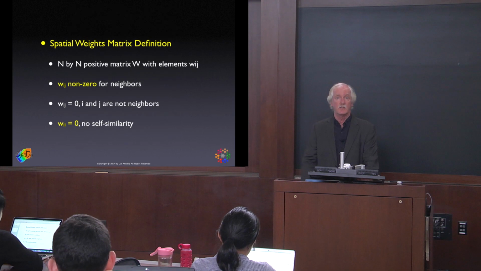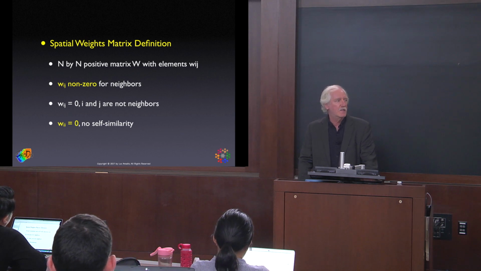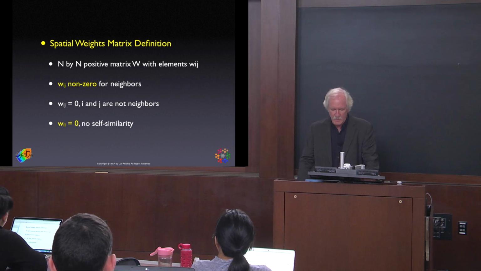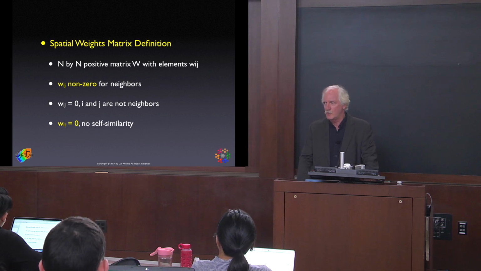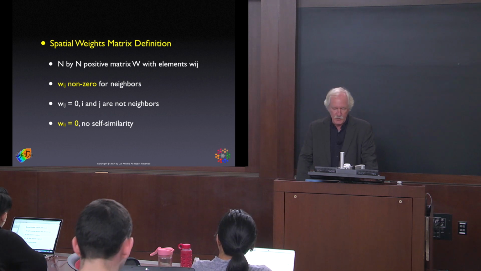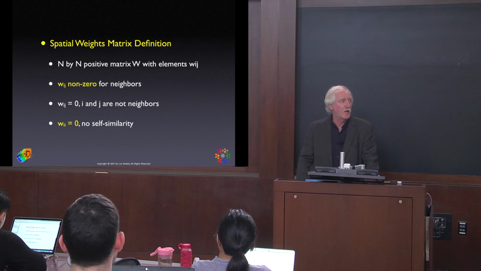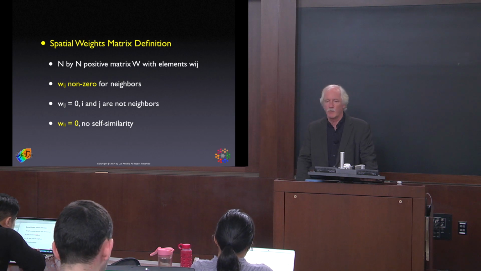So formally then, the spatial weights matrix is n by n. N is the size of the data set. Positive weights matrix. It's positive by convenience. If you go negative, things can get very messy. w_ij is the weight between i and j, 2 different locations or observations. By convention, the diagonal is 0. So no self-neighbors. That is not an absolute requirement. You can have situations where you have self-neighbors, but the math gets much more complicated.